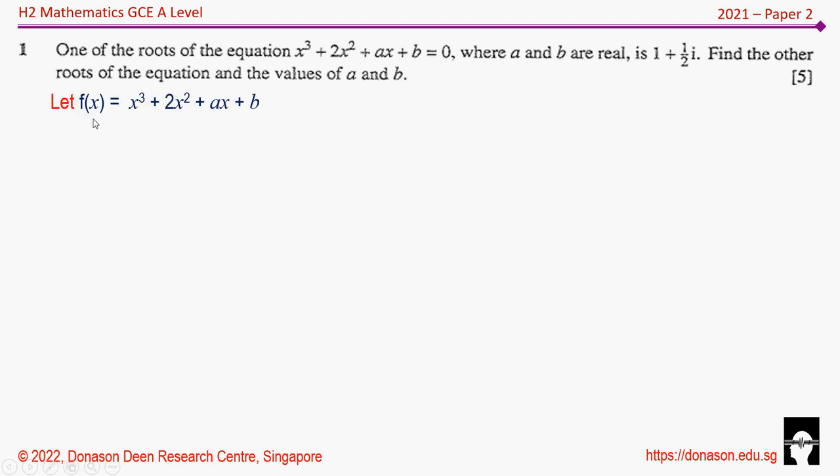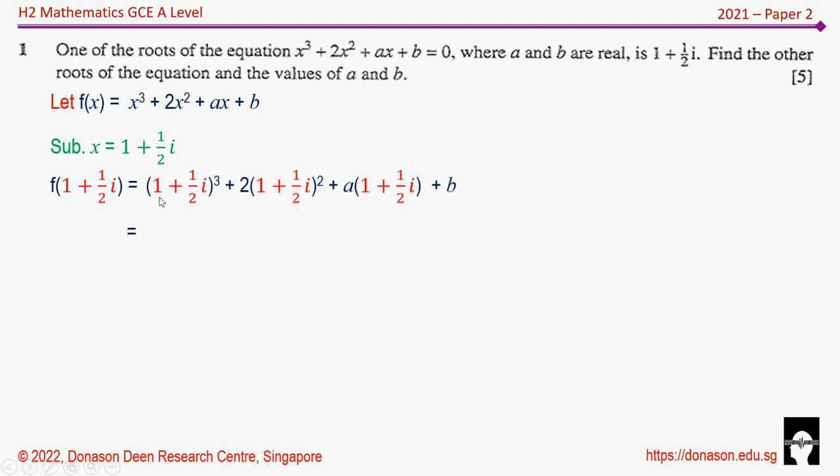So first, let's call this a function of x. The function of x is x cubed plus 2x squared plus ax plus b, and since this is one of the roots of the equation, if I substitute in the value of x, it should satisfy this given equation. So let's substitute x with 1 plus half i. So f of 1 plus half i is equal to x cubed. I'm just going to put in all the x's in this given function of x with 1 plus half i. Since that's a root, it should satisfy the equation.